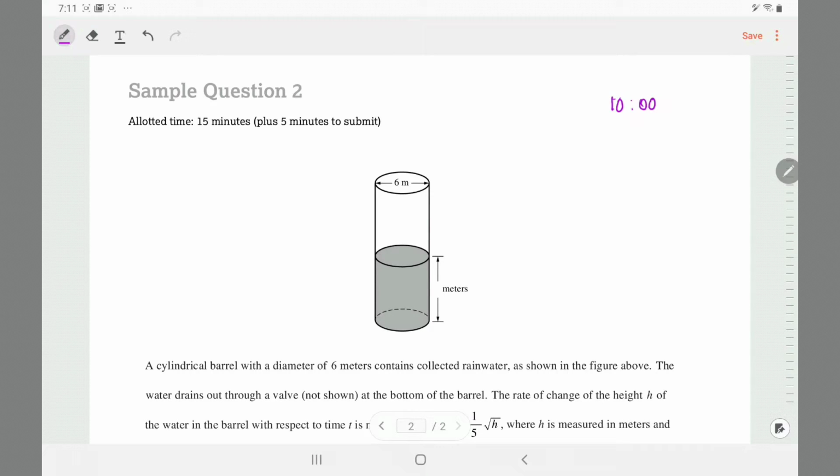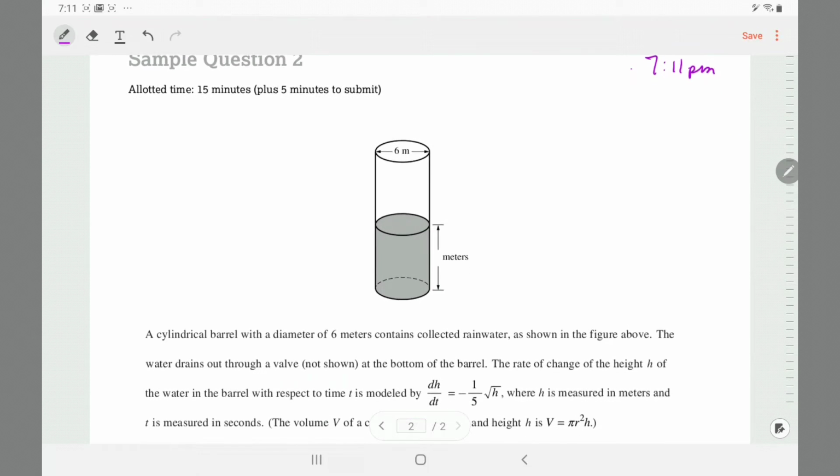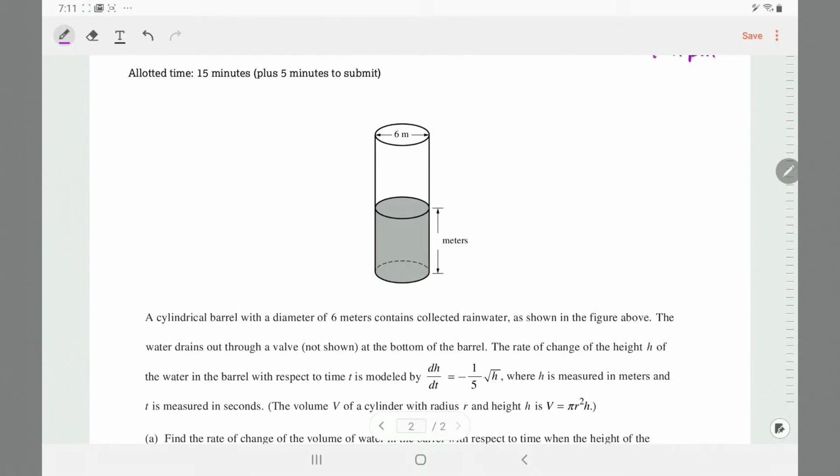Okay, so this looks like a related rates question to me, but it might not be. I think this is going to be called the height. And they did write dh/dt equals this. Oh, now that makes me think of separation of variables. Okay, we'll see. Diameter 6. Okay, so the radius is 3 meters. Collects rainwater is the figure. Collected rainwater. Okay.